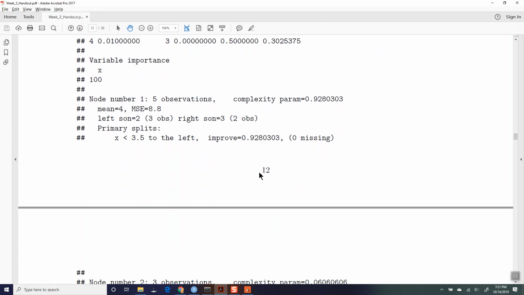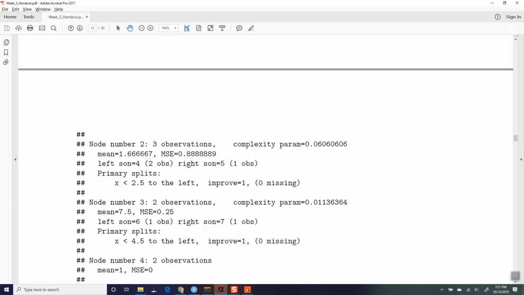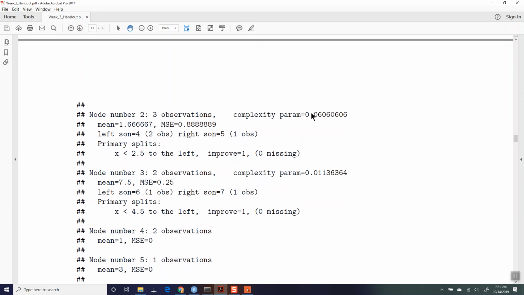And so we can see the first one, splitting for 3.5 to the left and not, has a complexity improvement of 92.8%, okay? And over here, our complexity parameter is 0.0606, which we showed how we arrived at, okay? By including this, we have improved the thing by 1.667, okay?